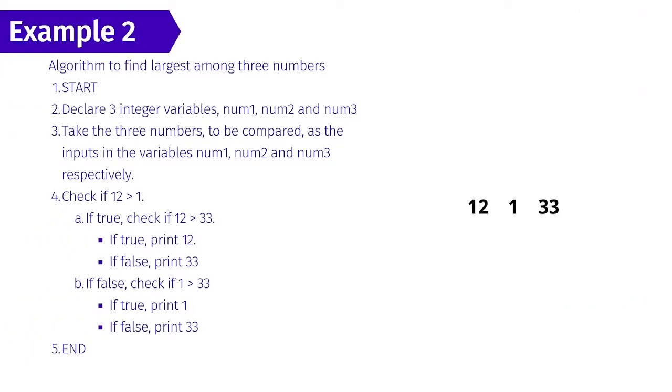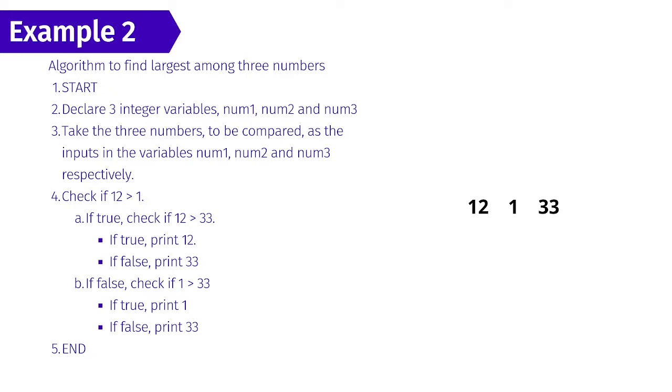Here in this case, we have three numbers as input from the user. They are 12, 1 and 33. So first we will start and we are declaring three variables num1, num2 and num3. And then we are taking three numbers as input from the user, which is 12, 1 and 33, and we are storing these values in num1, num2 and num3 respectively.